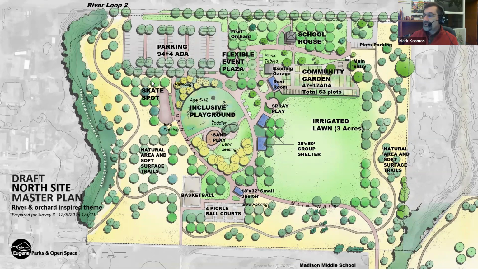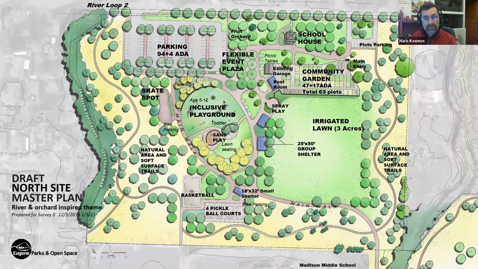So now let's look at just the north. For orientation, again, this is River Loop 2. Madison Middle School is to the south of us here. And what we're going to show here is a little bit more detail and explore some adjacent relationships between park elements. We're going to work our way clockwise around the site, starting at the main parking lot. We enter from River Loop 2, either by car or on foot, and you'll see here that we have multiple sidewalks and access points that get you into the park.